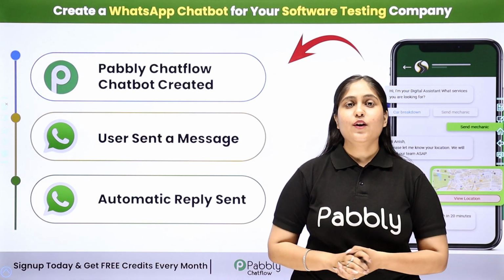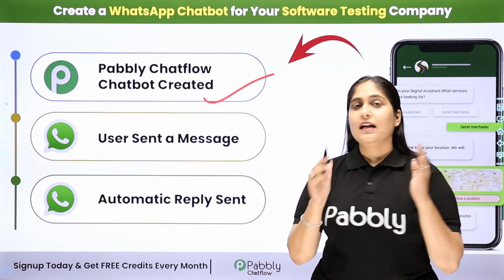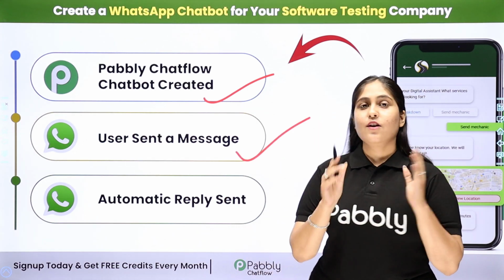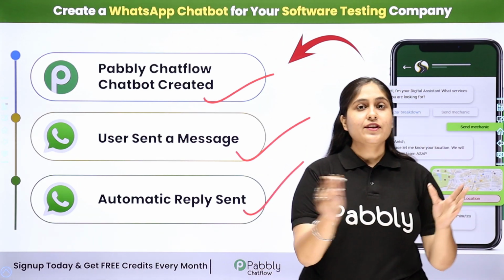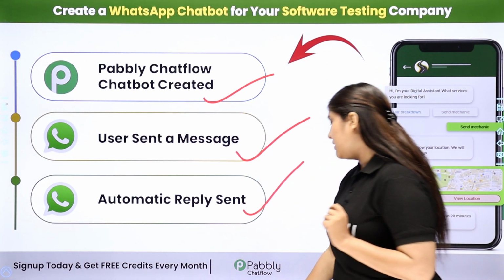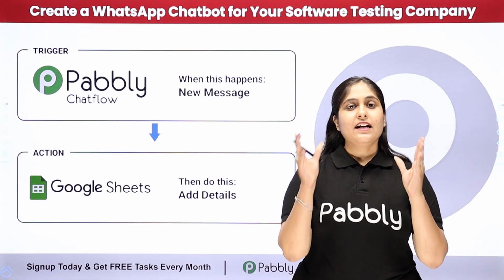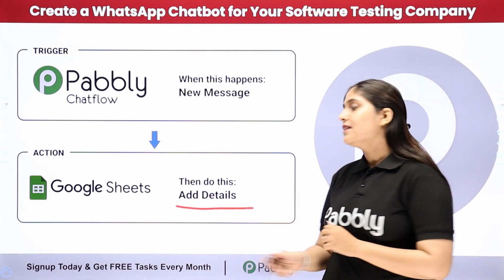So here we are going to follow a process. We are going to create a chatbot using Pabbly Chat Flow, and then whenever a user sends a message to our WhatsApp chat, our chatbot is going to automatically reply to that message. After capturing all the responses through our chat, we are going to capture that response in Pabbly Connect, and after capturing the response, we are going to add the details in our Google Sheets as a new row.